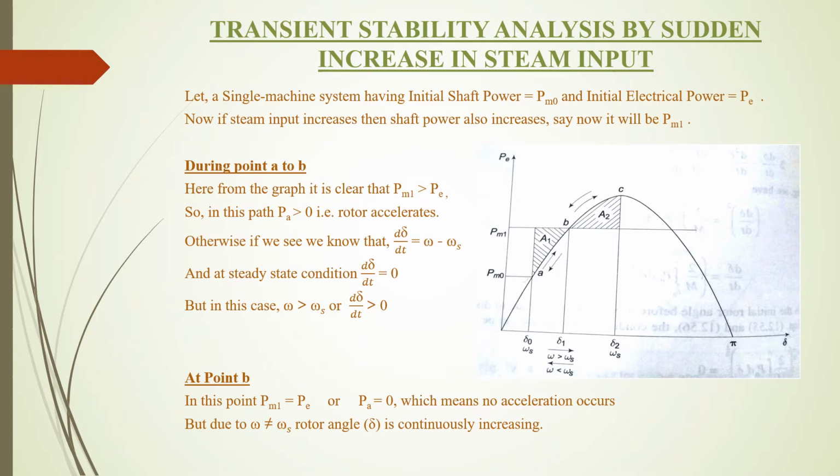Now at point B, it is clear Pm1 equals Pe, or Pa equals 0. So the rotor does not accelerate, but if we assume that the machine synchronous speed was 1000 rpm at point A, but due to the increase in the steam input, from point A to B, speed rises up to 1500 rpm. So omega minus omega s, there will be a difference, that is 500 rpm. So it is clear at point B, when Pa equals 0, d delta dt is still greater than 0, which means the rotor angle is still increasing.